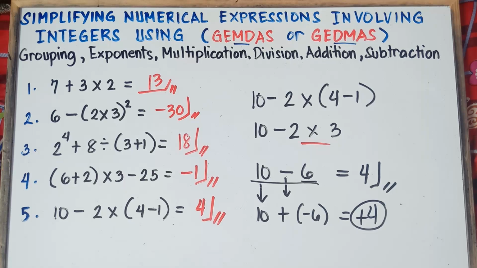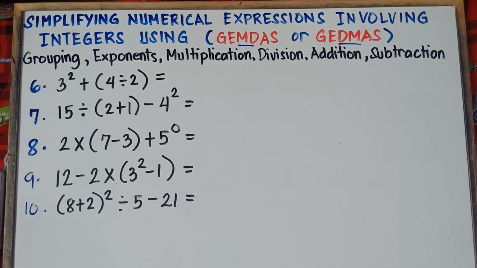Alright, so let's have another example, class, 6 to 10. I will give you more examples, class, for you to really understand this one. Let's have another example, class. Alright, so let's have example number 6.